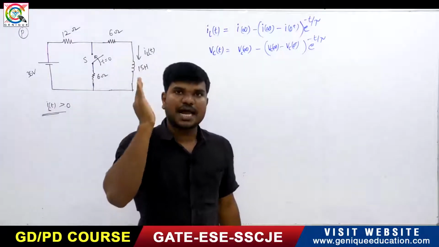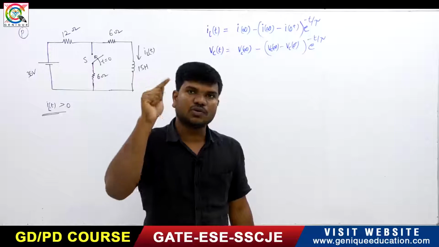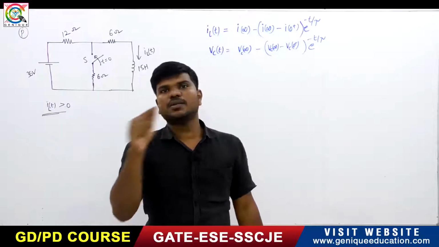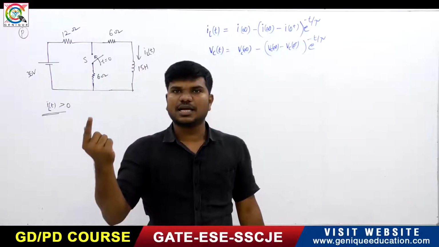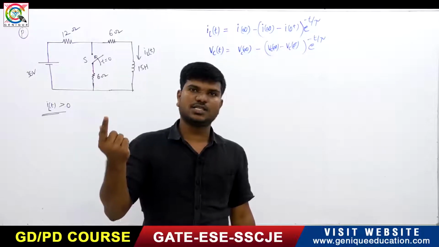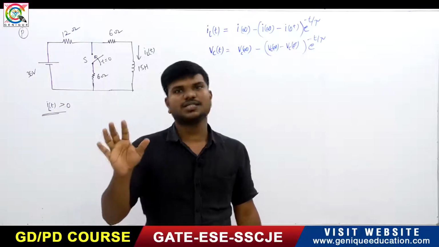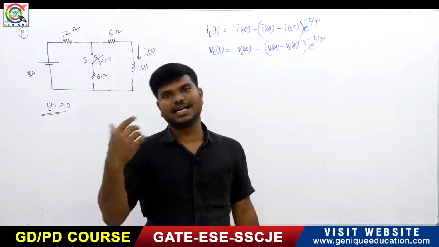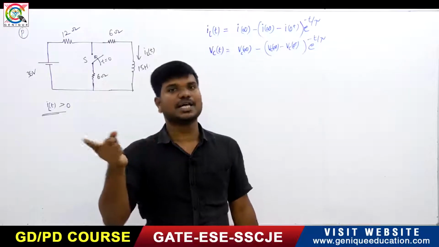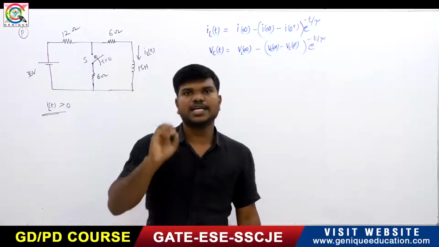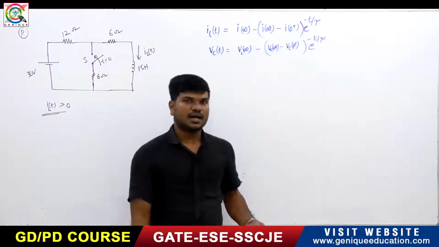First, at t equals 0 minus, you have to find all the possibilities: the capacitor voltages, inductor currents, inductor voltage and capacitor current also. It is better to find all the voltages and currents.